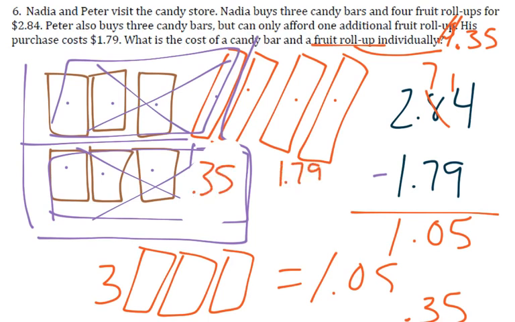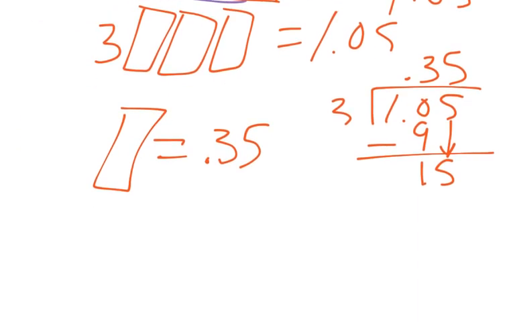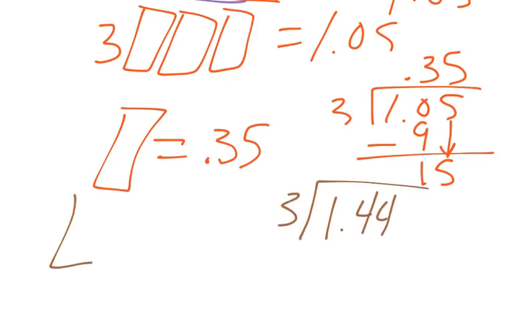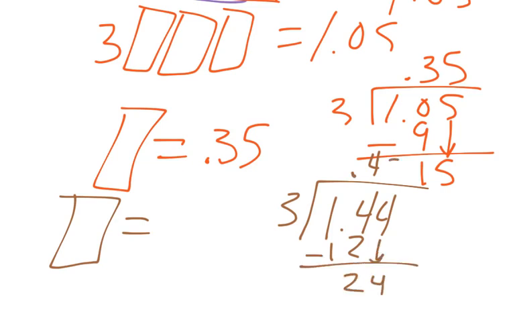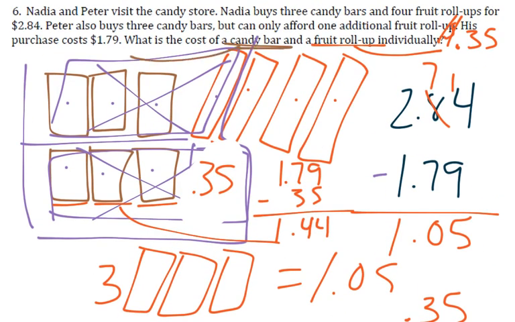So if I take 179 and subtract the 35 from it, we get 144. But these 3 are going to be equal to 144. So what's $1.44 divided by 3 for our candy bar? Well, into 14 it would go 4 times, and we get 12. So 2, bring down the 4, 3 goes into 24 8 times, so 48 cents. So candy bar is 48 cents. And that's how we use that new process of elimination to figure that out.